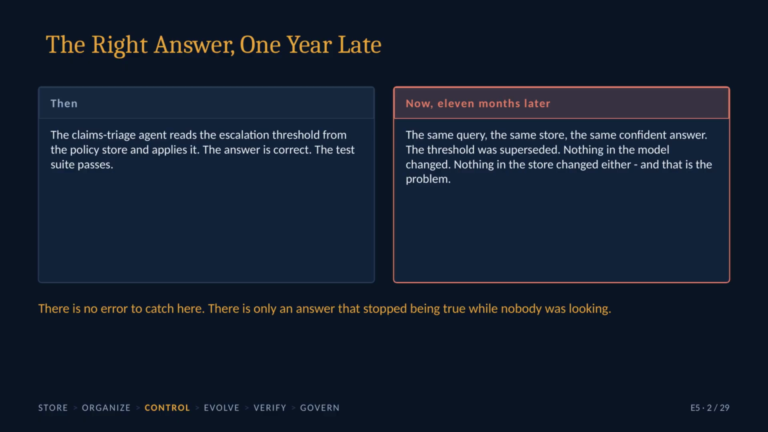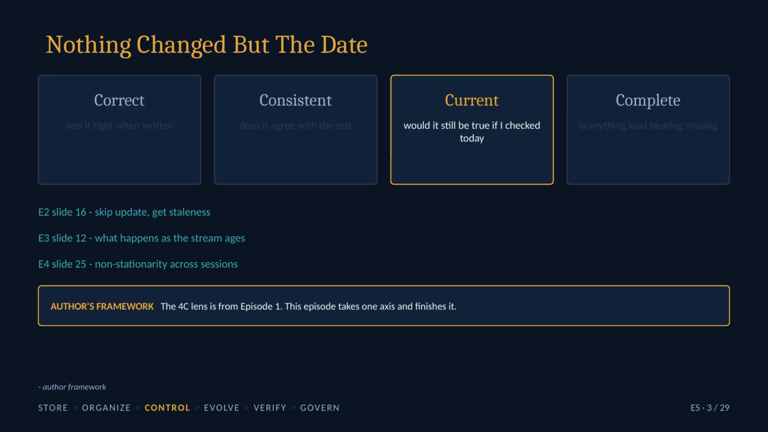I have watched a version of this happen, and the hardest part was that nobody could say when it had started going wrong. The reason no test catches it is that a test is written at a moment. Correct asks whether it was right when written, and it was. Consistent asks whether it agrees with the rest of the store, and it does. Complete asks whether anything load-bearing is missing, and nothing is. Only one of the 4 axes asks the question that would have caught this: would this still be true if I checked today? That is the current axis, and it is the one axis of the 4 that degrades without anybody doing anything wrong. Everything from here is about turning that question into something you can run. Note also that it is the only axis of the 4 that degrades while you sleep.